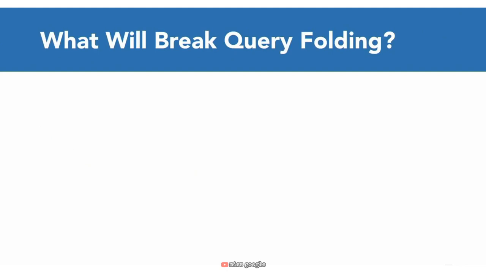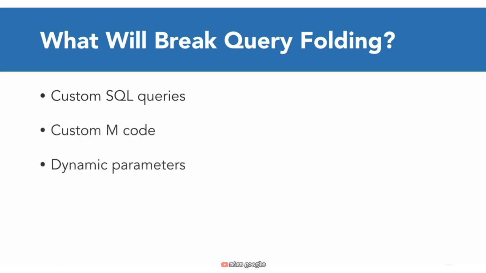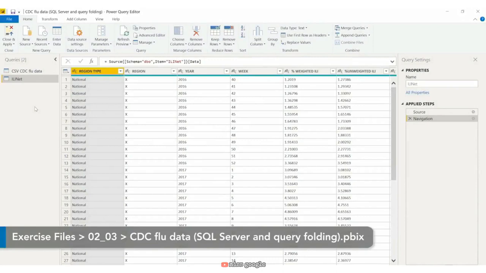To avoid breaking query folding capabilities, do not use a custom SQL query unless you are a SQL expert, custom M code, or parameters dynamically as filters. While accessing the native query optimizes performance, we also may want to break the query folding capabilities to use the functionalities that enable a great deal of flexibility in the query editor we will see later. Let's go into Power BI.